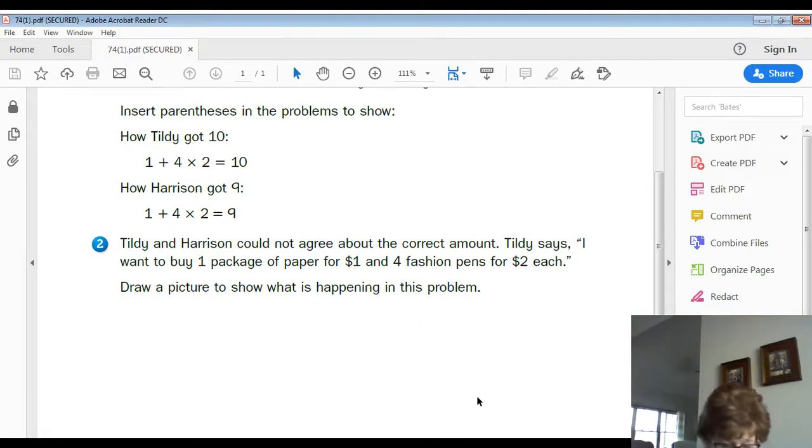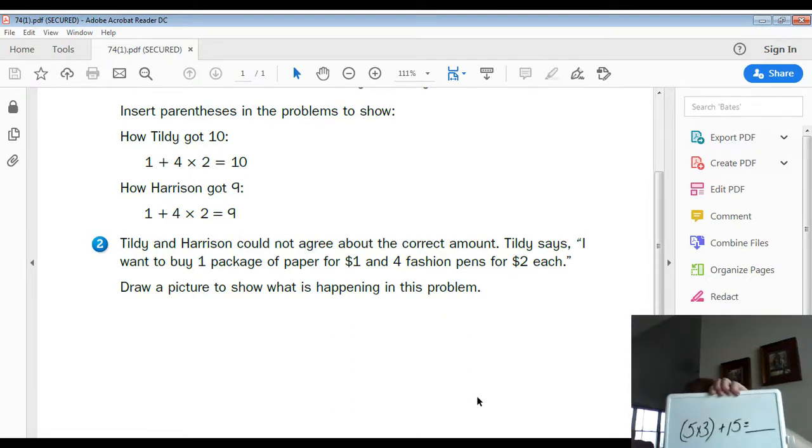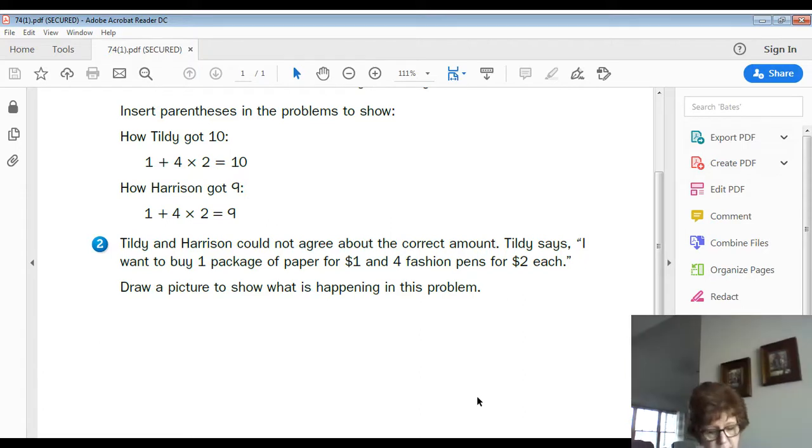All right, let's do 5 times 3 in parentheses plus 15. So my 5 times 3 is 15. 15 plus 15 is 30. Okay, just a couple more of these.